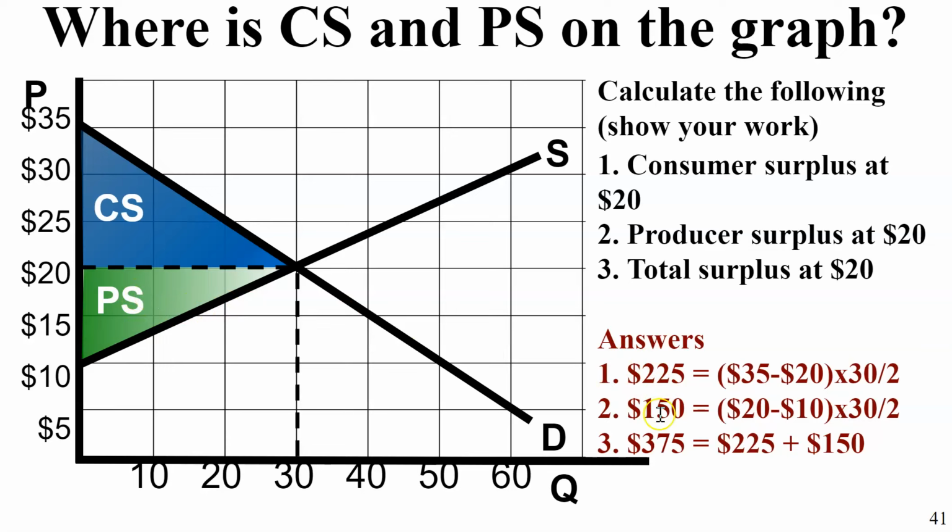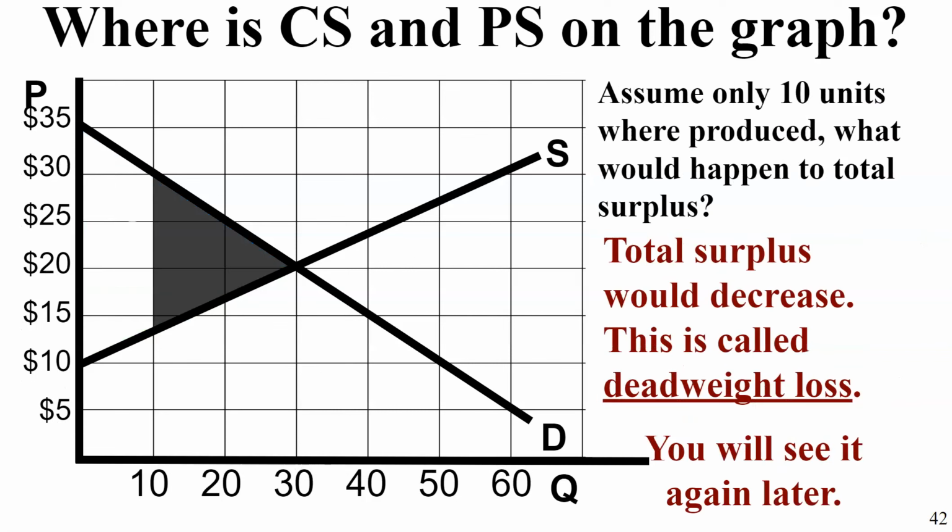And then we're going to add them both together to get $375, which would be consumer and producer surplus, which is our total surplus that we see here. So that's how you calculate it. Again, it's just the area of a triangle, 1/2 base times height. That's going to give you the consumer and producer surpluses. Add them together to get the total surplus, and you're on your way.